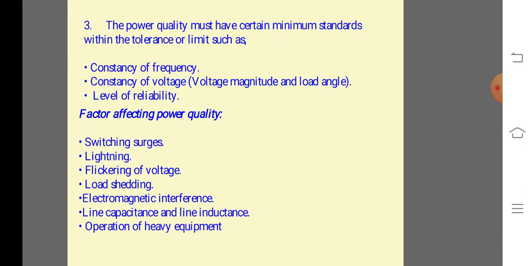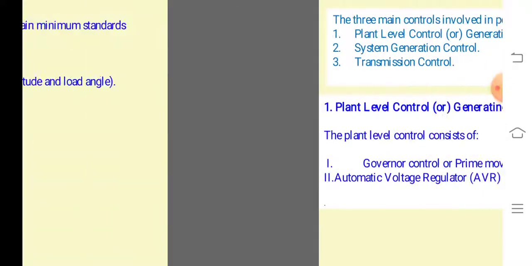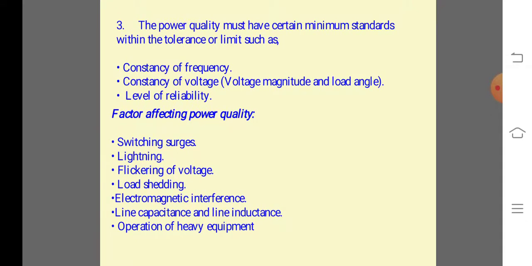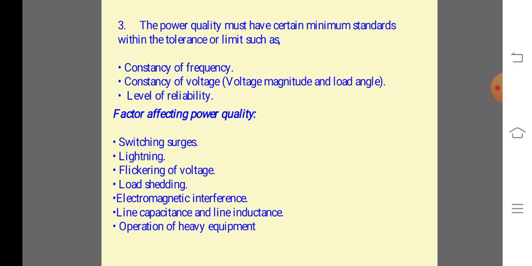Next, we have to consider factors affecting power quality. Those factors are switching surges, lightning, flickering of voltage, load shedding, electromagnetic interference, line capacitance and line inductance, and operation of heavy equipment.